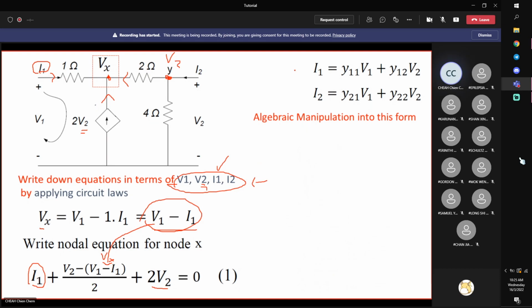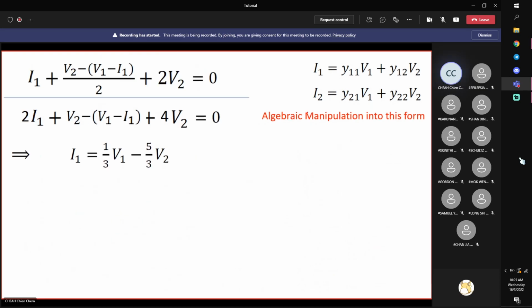Then after that is a matter of rearranging the equations into the desired form. So far what we have done is that we use circuit theorems to write down the equation in terms of the 4 variables. Not necessarily all, just write down in terms of the 4 variables or some of the 4 variables. Then you can get the equations. After that, check whether it is possible to rearrange them into one of these forms that you want.